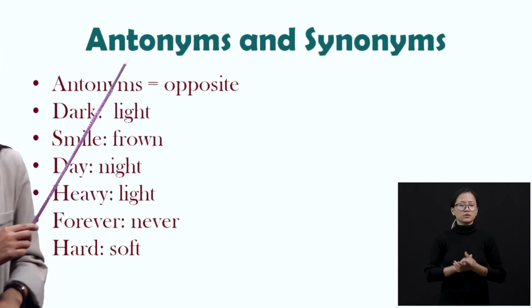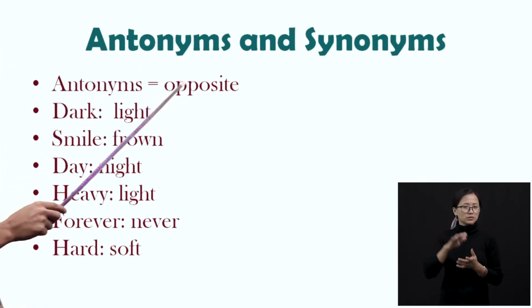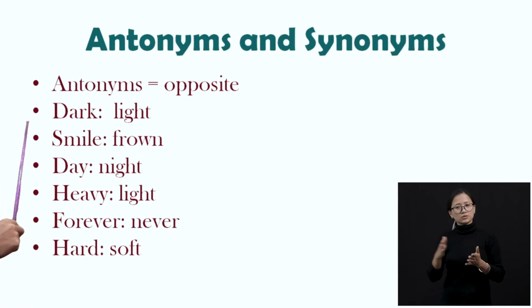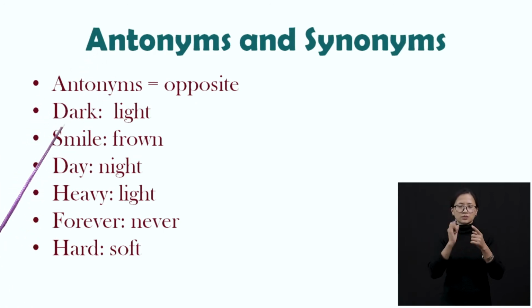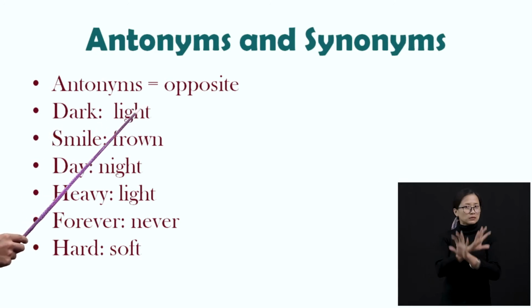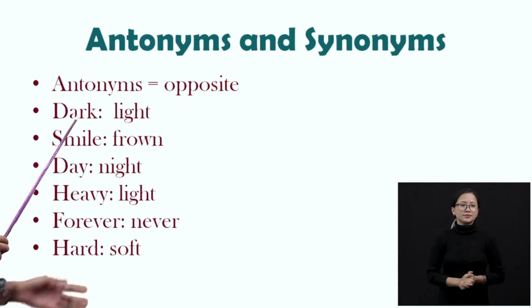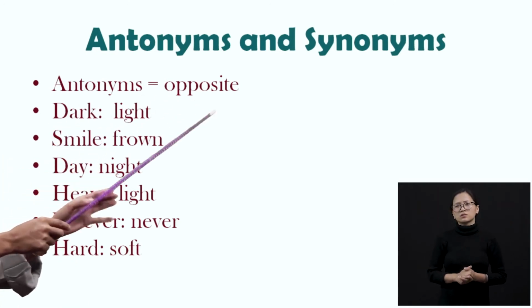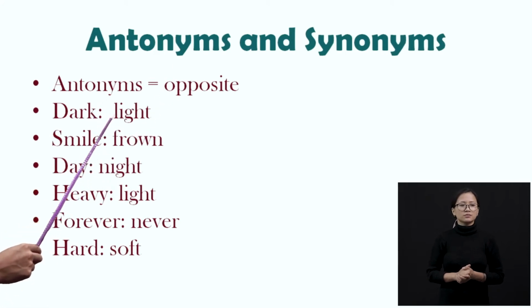Antonyms are words that are opposite. Let's find out the opposite word of dark. Dark means light, right? The opposite of something very dark will be, of course, light, something that is very bright. So light is the opposite of dark.